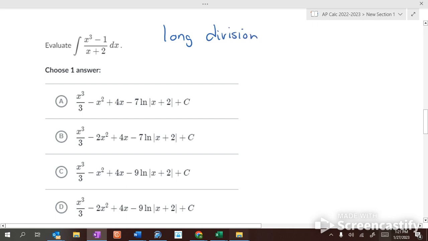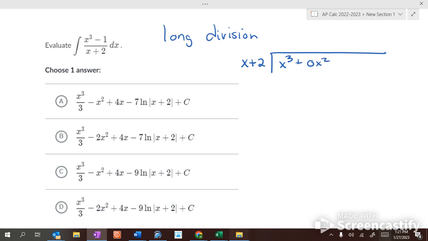long division. Polynomial long division. The denominator goes on the outside. The numerator with zeros that fill in for placeholders goes on the inside. What times x is x cubed? X squared. So you do the distributive property and get x cubed plus 2x squared. Change the signs on the bottom row and then add. So negative 2x squared plus 0x. What times x is negative 2x squared?